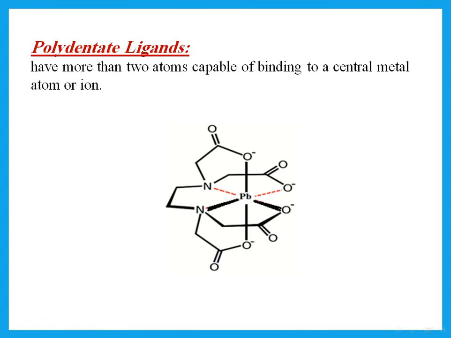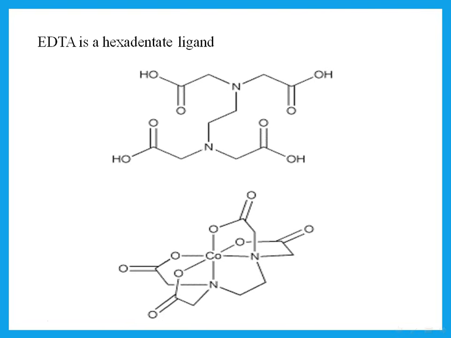Now, some ligands are polydentate. So they have more than 2 atoms that are capable of binding to the central metal atom. The main one that we talk about is EDTA. EDTA is this molecule on top. It has 6 atoms that can make bonds to the central metal, so we say it is hexadentate.